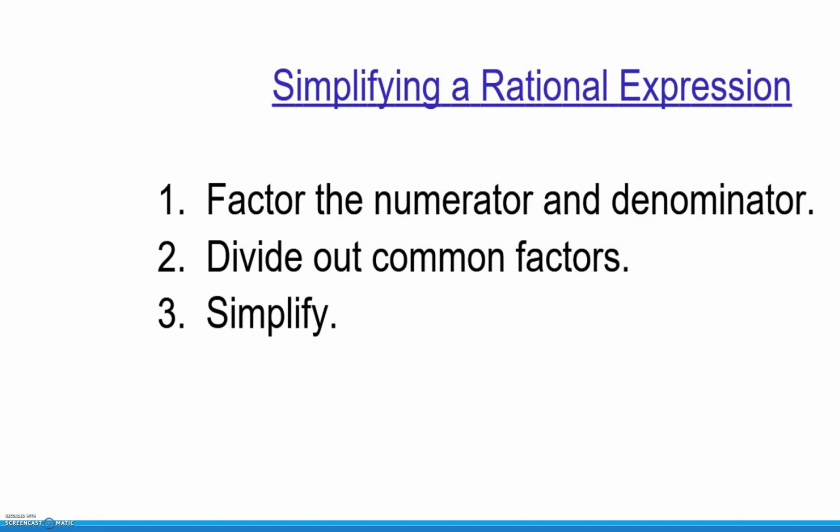So by simplifying a rational expression, we're going to start there. Now, regardless of whether we're adding, subtracting, multiplying, dividing, or simplifying, we're going to be factoring at least the denominator and the numerator. So we have to factor both the numerator and denominator. If there's anything common to both, we're going to divide those out. And then finally, we're going to simplify.